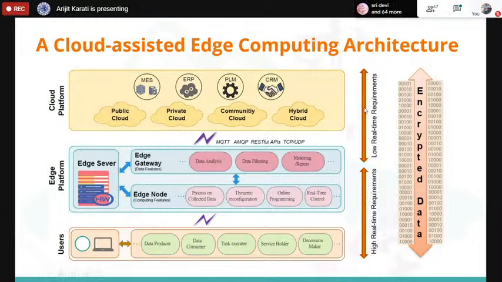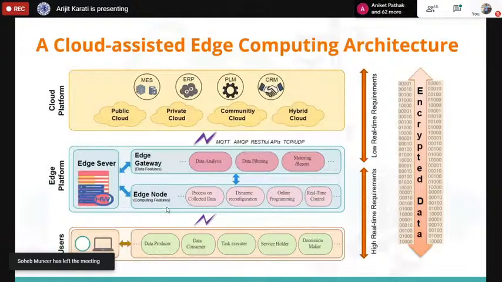And if you look further in more detail, you can see that the communication between the edge node and the users is rapid. This is a high real-time requirement. What does it mean? It means that when a user is a data producer and wants to upload some data to the cloud, they are not uploading directly to the cloud. It is just sent to the nearest edge node.